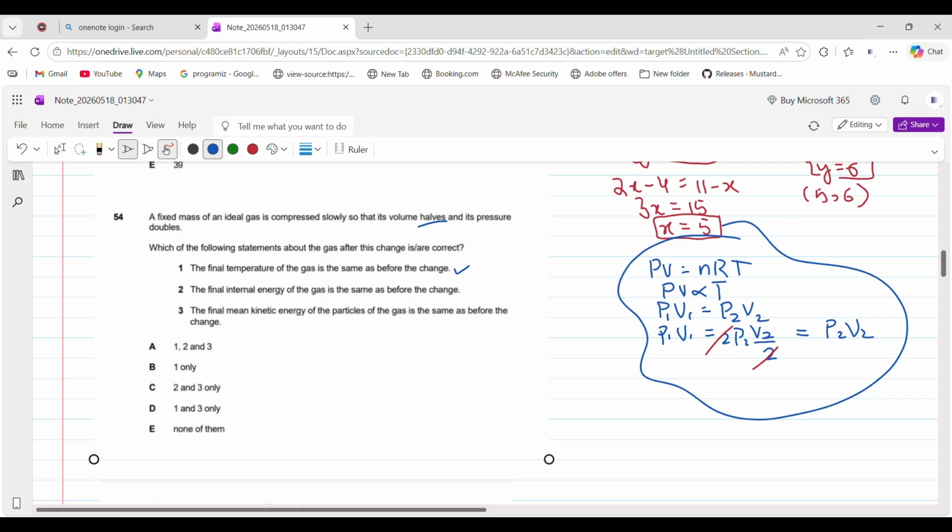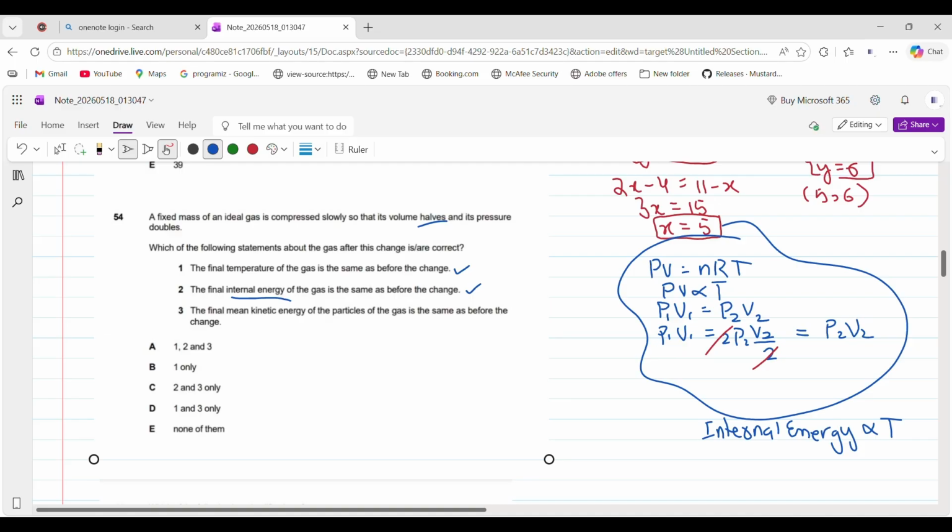The final internal energy of the gas is the same as before the change. Now see, we know that internal energy is basically directly proportional to temperature, right? If temperature is unchanged, internal energy would of course be unchanged, it would be constant as well. So the final internal energy is the same as before. So this is correct as well.